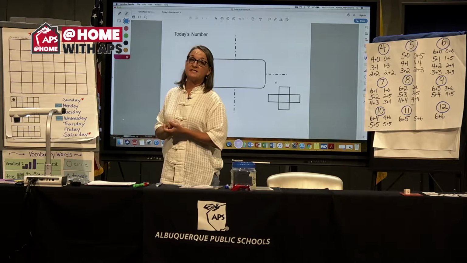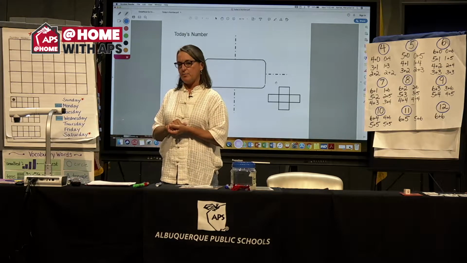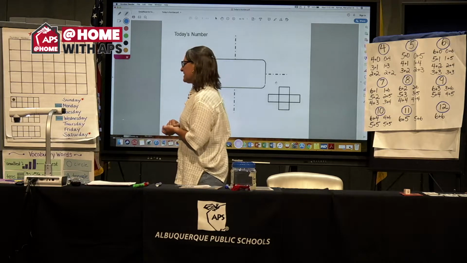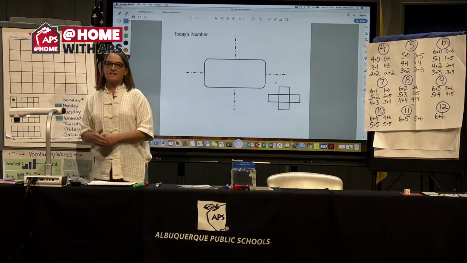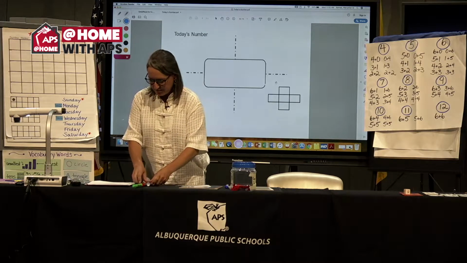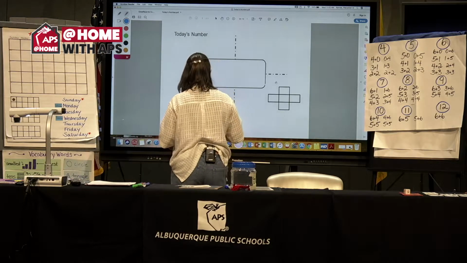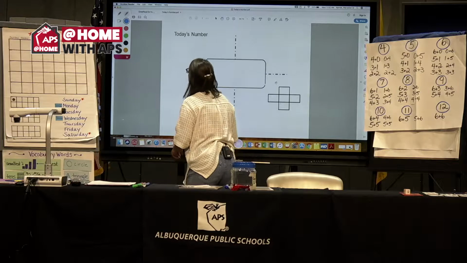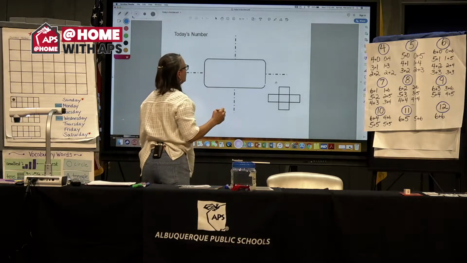How many more days until we reach July 10th? Can you use the frame to help? Just one filled in. So that means 9 more days until we get to July 10th. So today's number is a small one, 1. So let's go ahead and get our number of the day going.